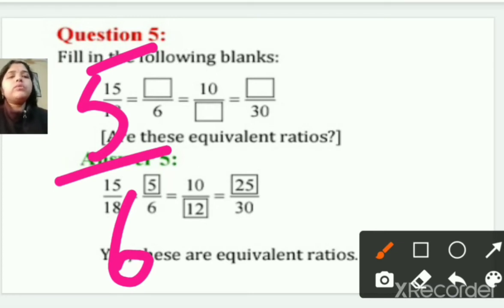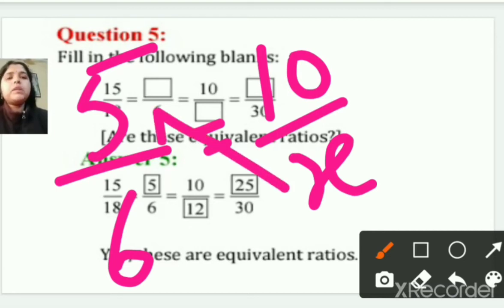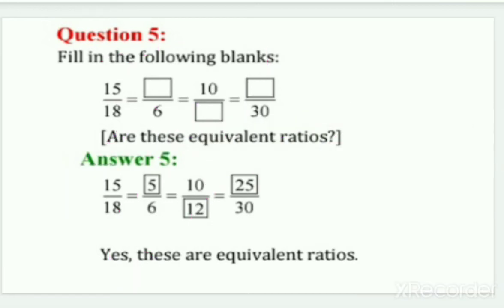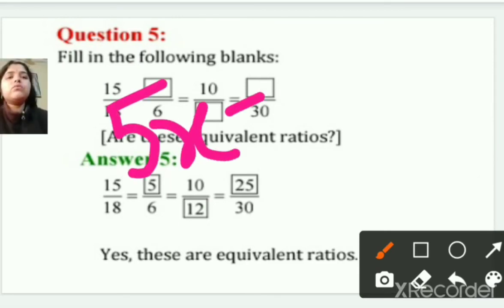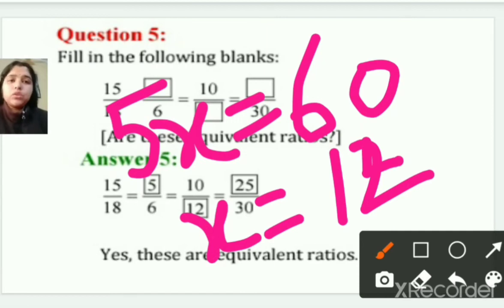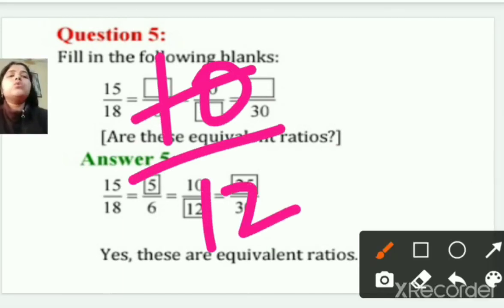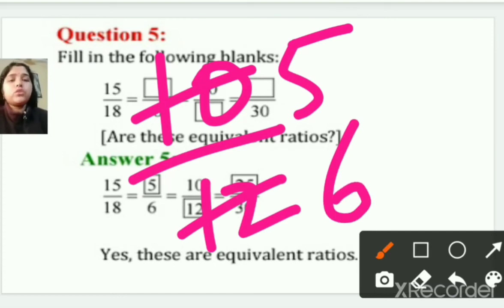Okay. Now moving to the next box. What is next given? That is 10 and the box is empty, so it is x. Okay. Now we will cross multiply these numbers. So what will it become? Yes, it will become 5x equals 60. X will be equal to, 5 fours, no sorry, 5 twos are 10, 5 times 12 is 60. So it will be 12. Okay. Yes, so it will be 10 by 12. So 10 by 12 means 2 fives are 10 and 2 sixes are 12. So ratio will be 5 by 6.